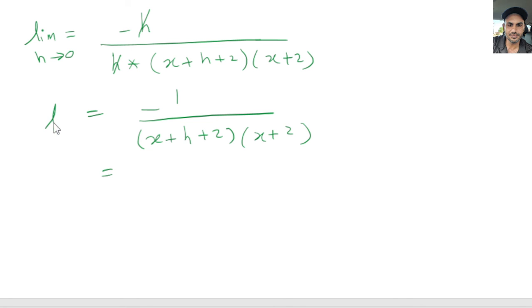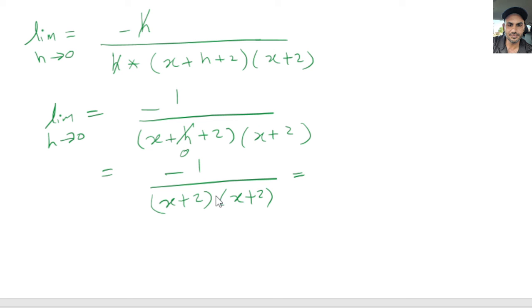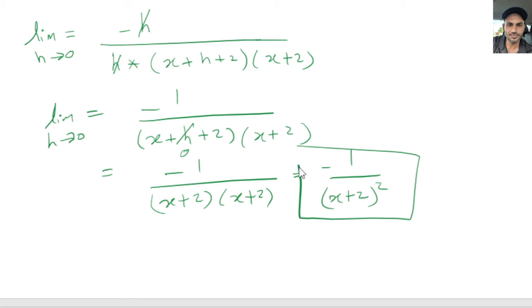Now we know that in the limit as h goes to 0, this h becomes 0. Wherever h is, it's going to become 0. So we're going to be left with negative 1 over x plus 2 and x plus 2. And then we can combine this. It becomes negative 1 over x plus 2 squared. Okay, so this is our final answer. The derivative of 1 over x plus 2 is negative 1 over x plus 2 squared, using the definition of derivative.